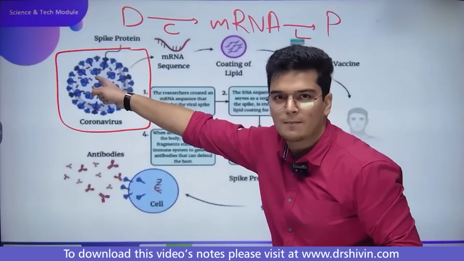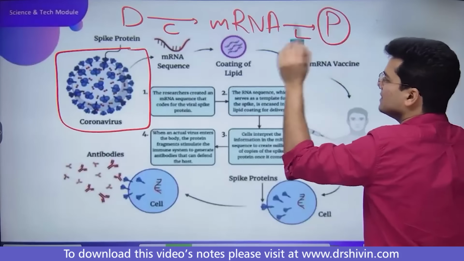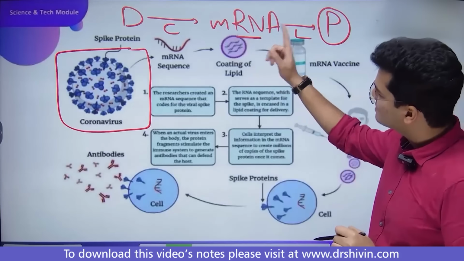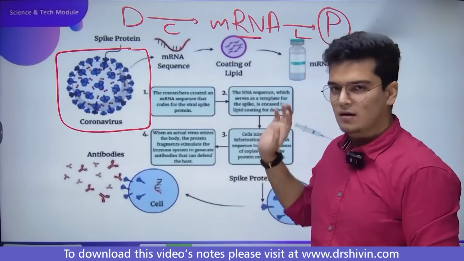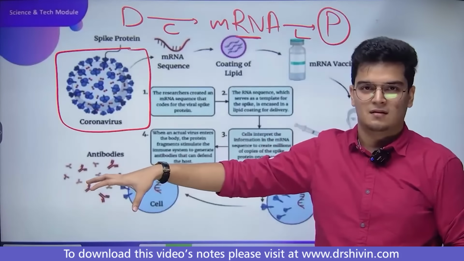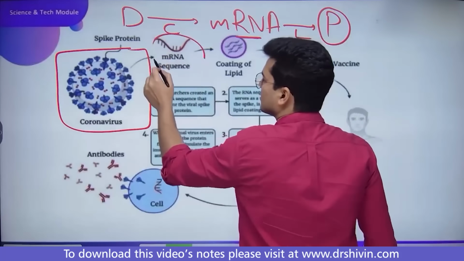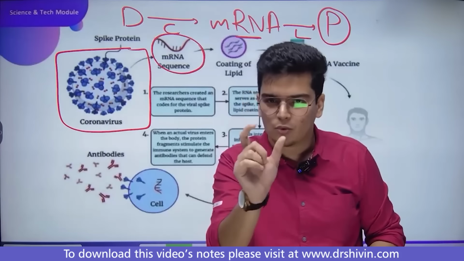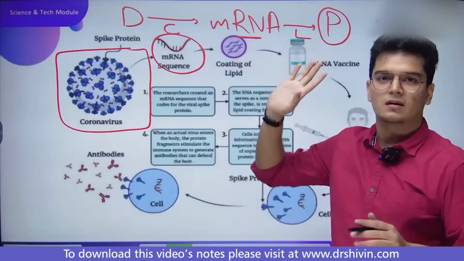Now this spike protein is a protein. So there must have been certain mRNA that was coding for this protein. So I looked at the virus. And I found that mRNA in it. I found that particular mRNA, that sequence of mRNA that was coding for the spike protein.